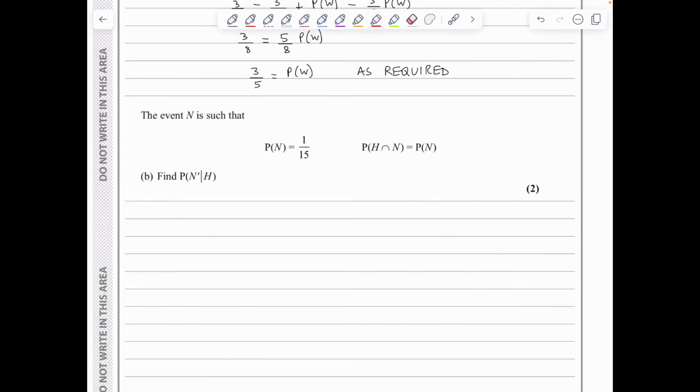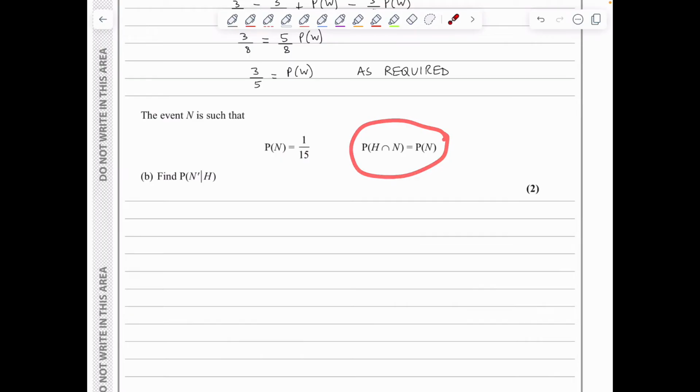We then have that the event N is such that the probability of N is 1 over 15, and the probability of H intersection N is the probability of N, and we need to find the probability of N dash given H. So let's start with the probability of H intersection N being the probability of N. This simply means that N lives entirely within H. It is a subset of H.